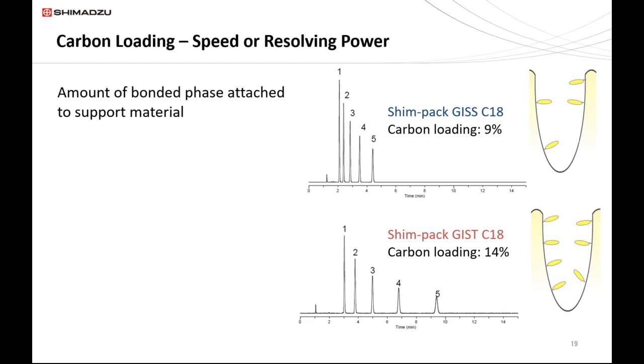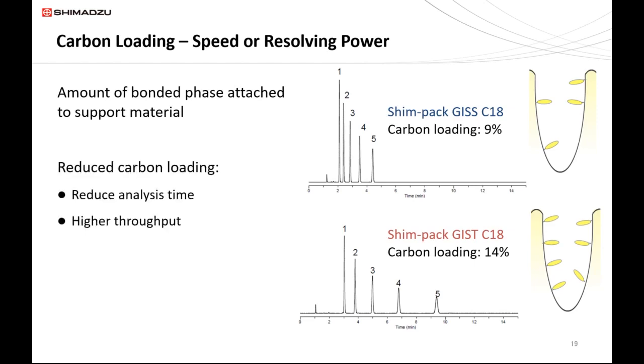This means that you can reduce your analysis time and increase your analysis throughput when changing to a lower carbon loading column. However, you should note that the resolution value will also decrease. So decreasing the carbon loading will not be good if you do not have enough resolution to sacrifice for a faster analysis.